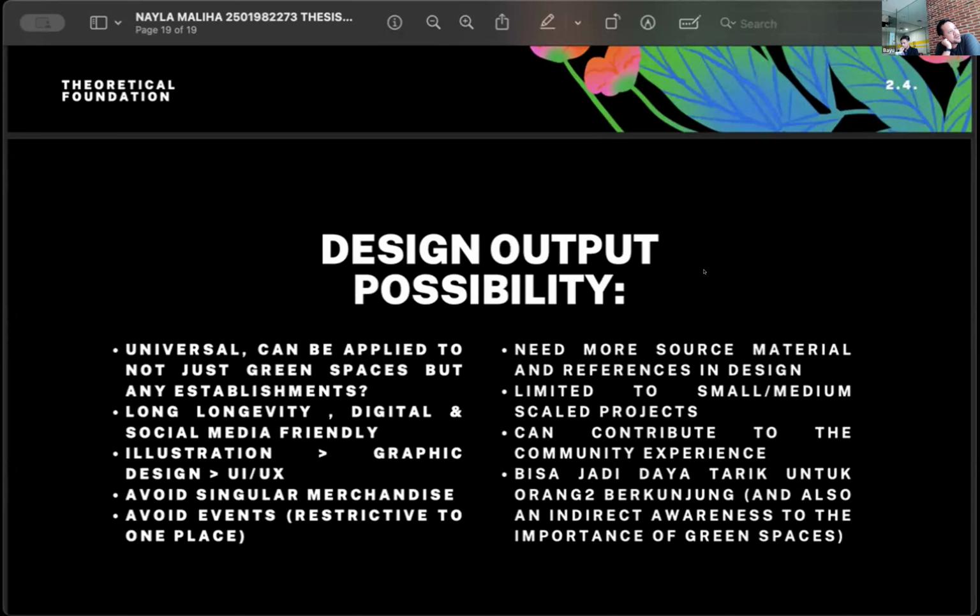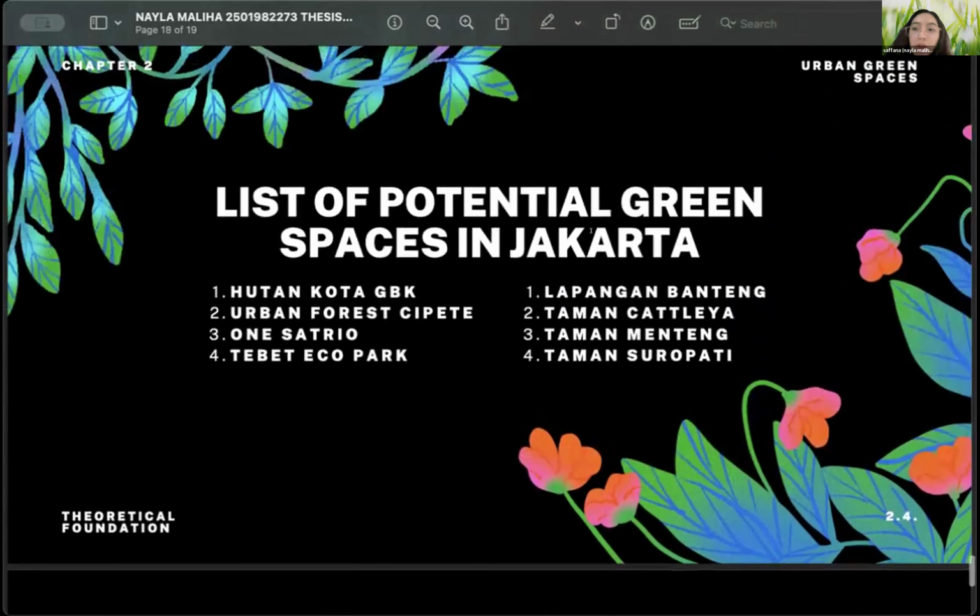Can I have a look at the list of green spaces that you've looked into so far? I think you had the list before, in the previous slides. Oh, it's here, but I haven't really searched most of it. I've only searched for urban forest and One Satrio so far.